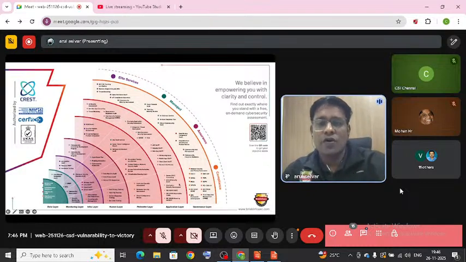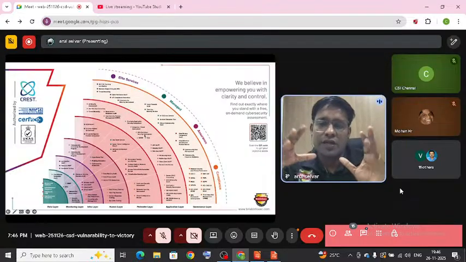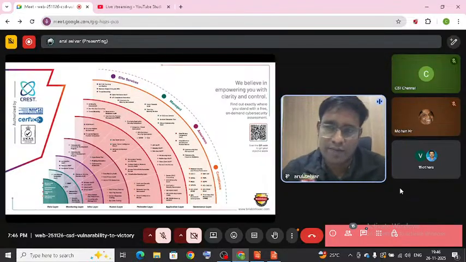From this layer perspective, you have to build your maturity, and you should not stop with just one activity in a specific layer. This is how you have to make sure you are building your layered cybersecurity approach.